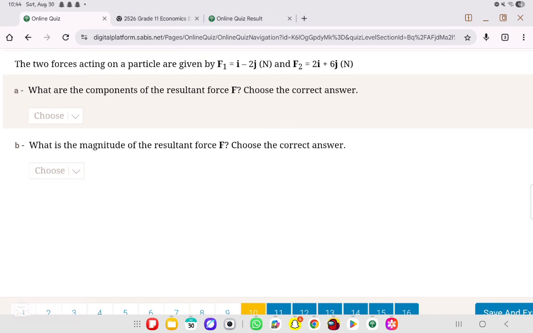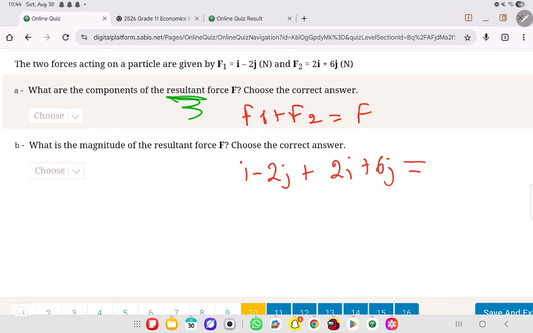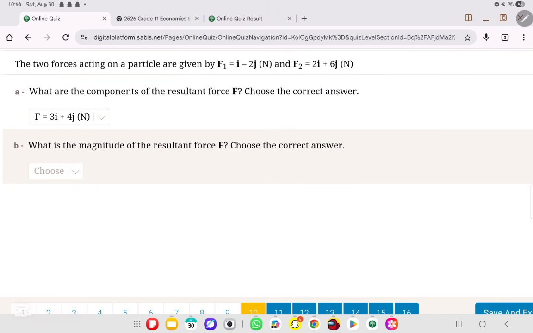We move on to question number 10. What does it say? The two forces acting on a particle are given by F1 equals i minus 2j and F2 equals 2i plus 6j. What are the components of the resultant force? Whenever they ask for resultant force, you're going to add both of the forces together. So force 1 plus force 2 equals F. That's i minus 2j plus 2i plus 6j. It will be 3i plus 4j, because i plus 2i is 3i, and minus 2j plus 6j is 4j. Don't forget the units, which is meters.